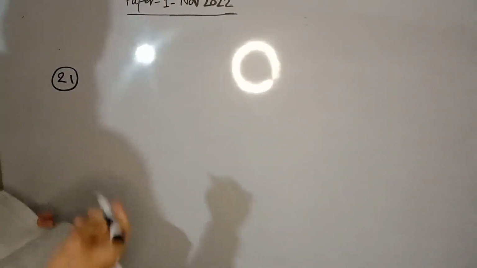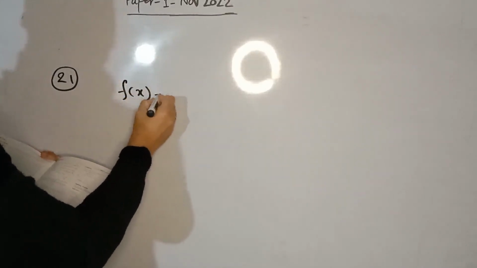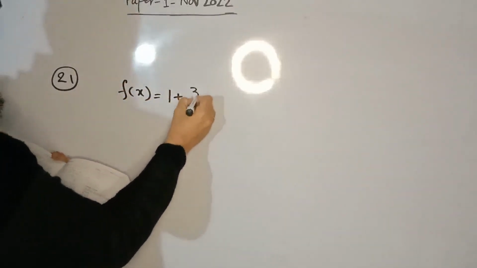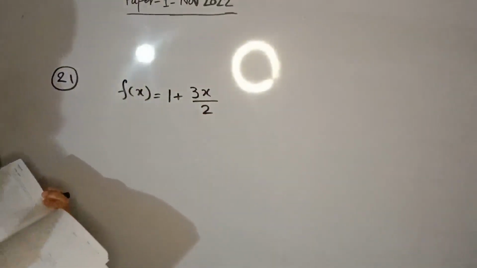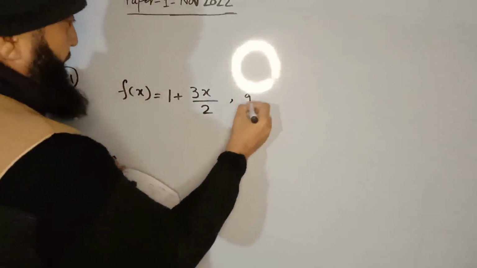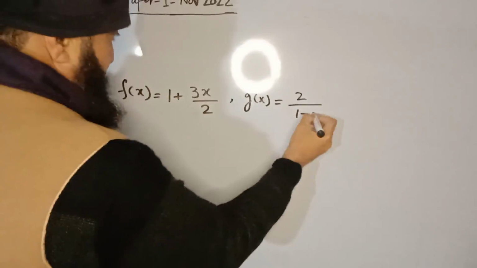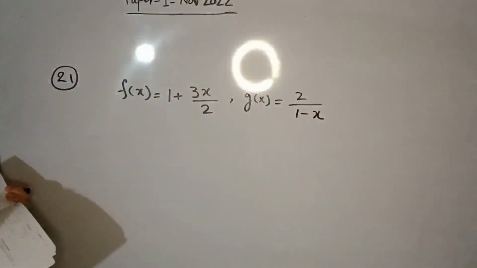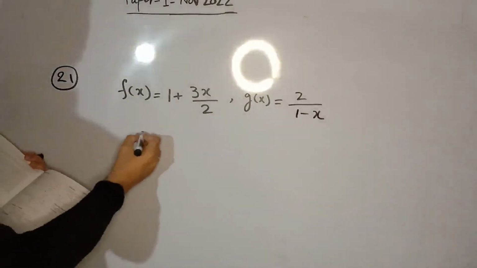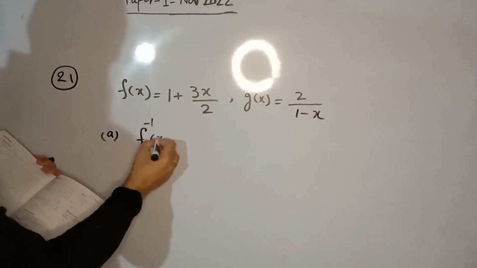Question number 21 is about functions. It is given that f of x is equal to 1 plus 3x over 2. And also g of x is equal to 2 over 1 minus x. This is given also. The question is, part a, find f inverse of x.